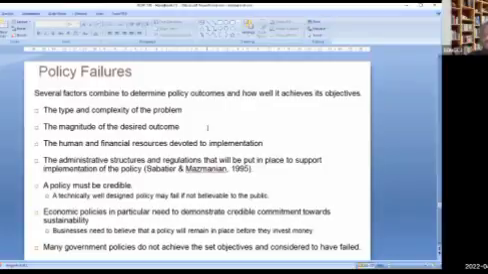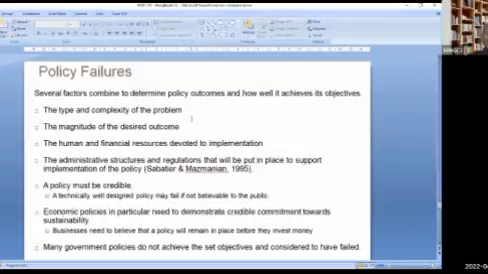The policy must be credible. A technically well designed policy will fail if not believable to the public. If a policy is designed and people are not inclined to believe that it will work, it may not work because you are depending on their behavior.